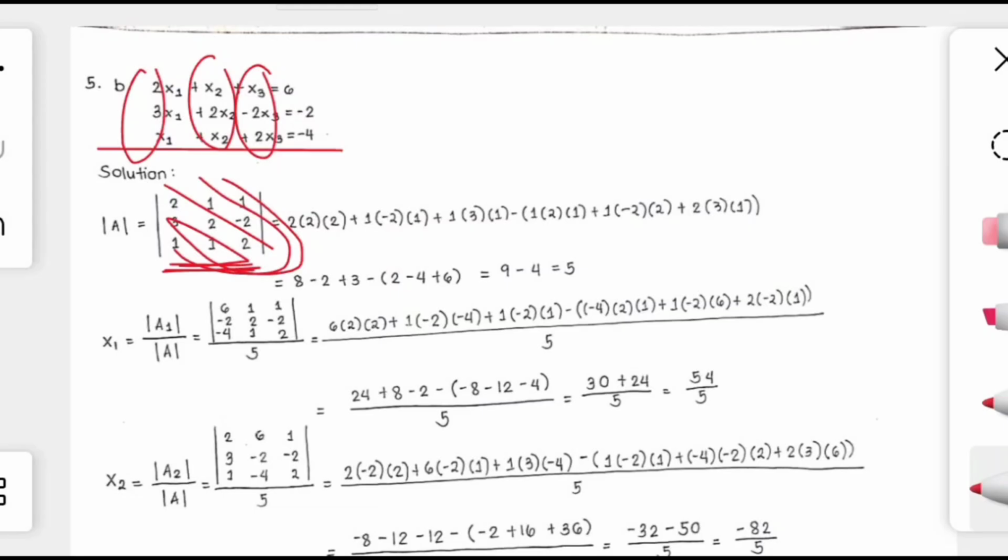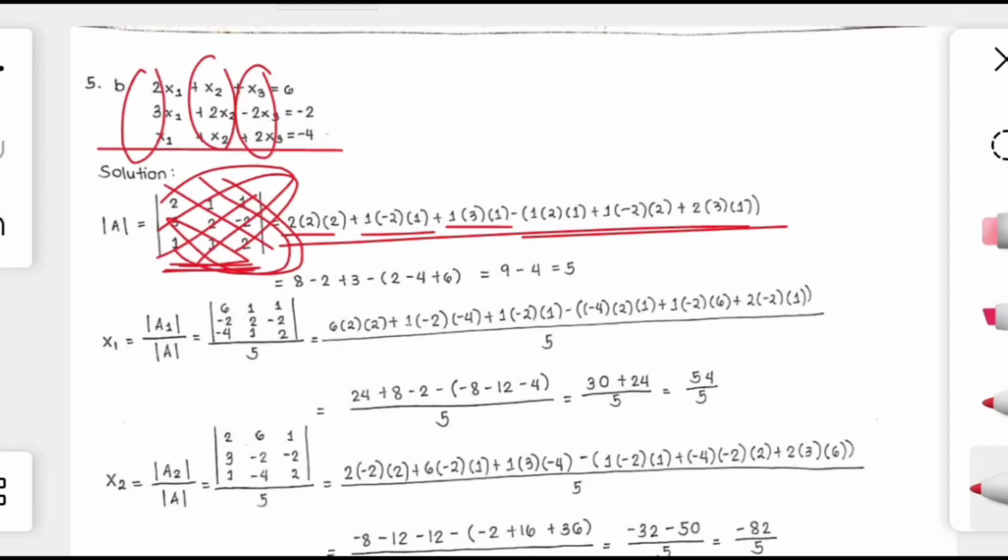So 2 times 2 times 2 plus 1 times -2 times 1 plus 1 times 3 times 1. And it will be subtracted by the products 1 times 2 times 1, and then 1 times -2 times 2, and then 2 times 3 times 1. So after that, we'll perform this.